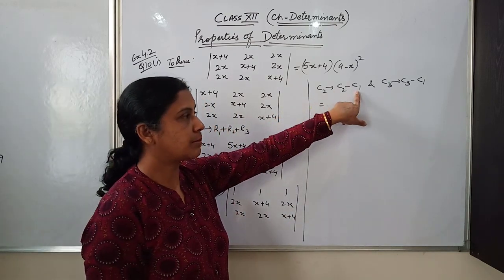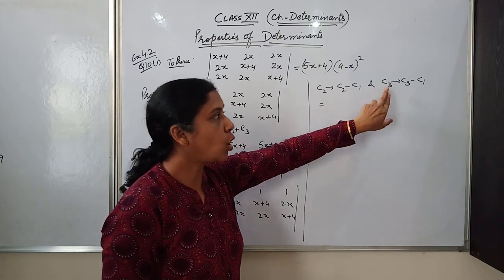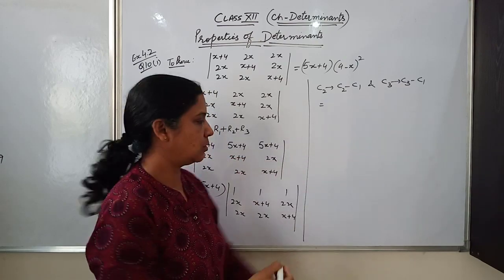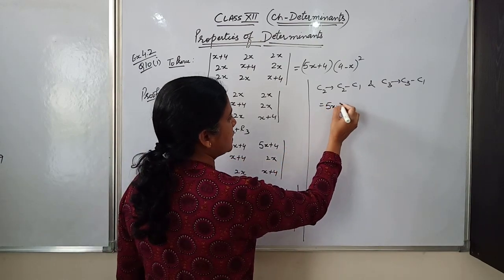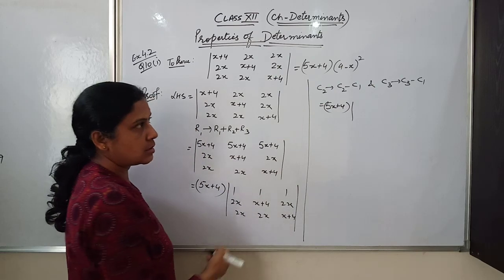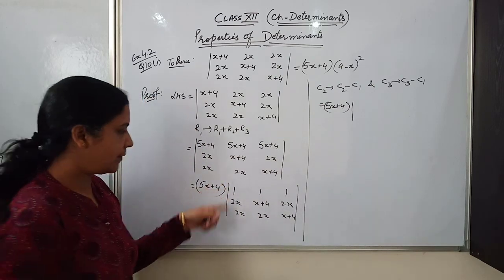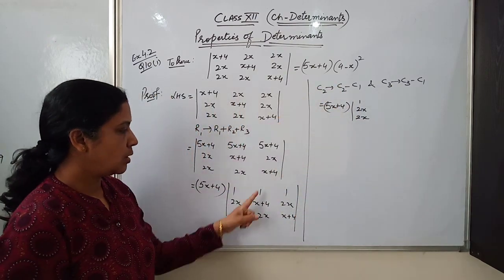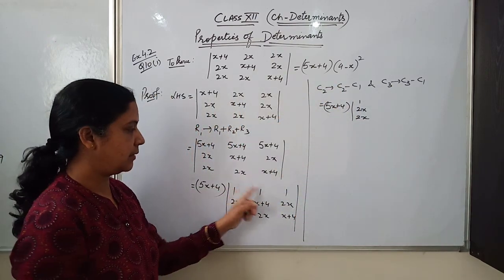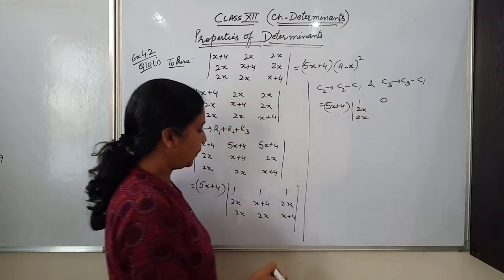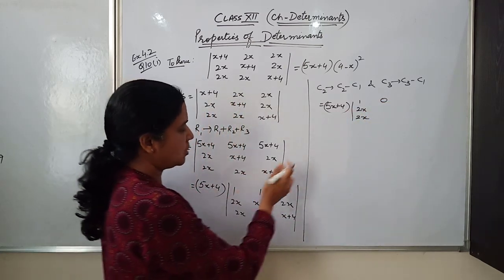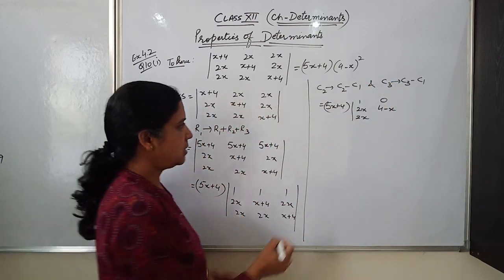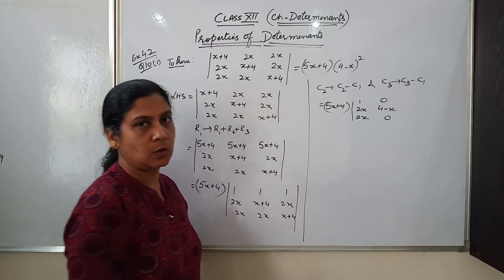Since C1 is being subtracted over here, C1 cannot take the transformation in the same step, but it can be subtracted from another column. So let's start with this. 5x plus 4. You can see there is no transformation in C1, the first column. So I will be writing it down as such. Let's start with C2 minus C1. 1 minus 1 gives you 0. x plus 4 minus 2x, that gives you 4 minus x. 2x minus 2x gives you 0.